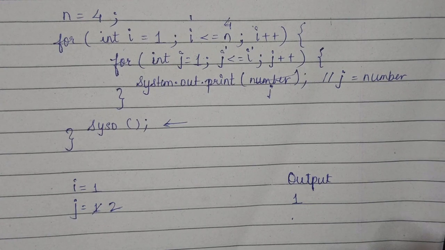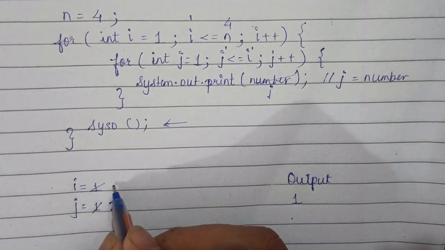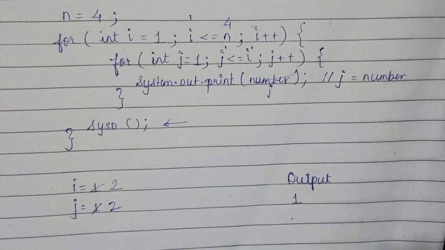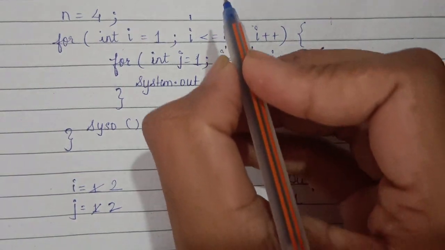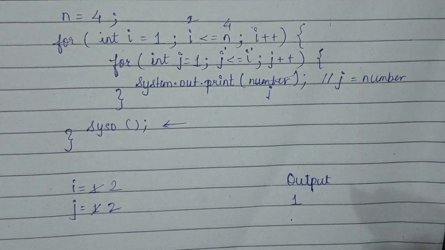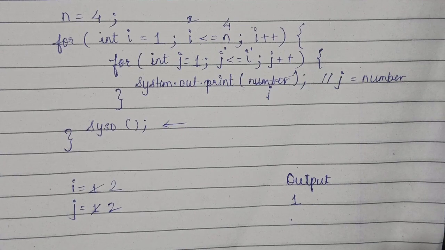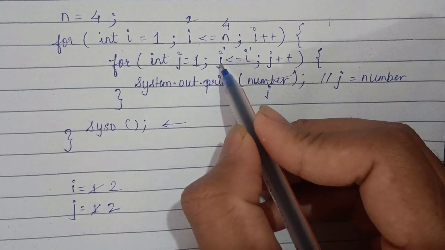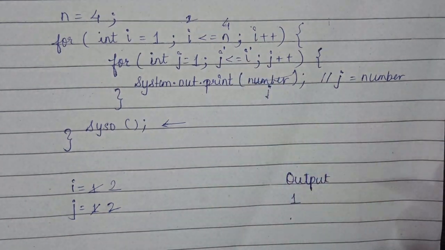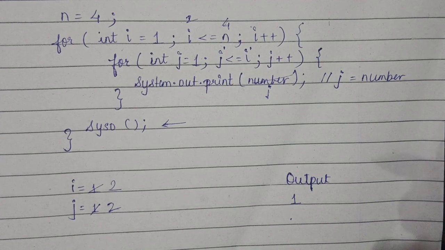Now the outer for loop will run. Now i will get updated and its value is now 2. It will check the condition: is 2 less than or equal to 4? The condition is true, so it will enter the inner loop. Then j is initialized again to 1. It will check whether j is less than or equal to i, which means 1 is less than or equal to 2. Here i's value is 2.